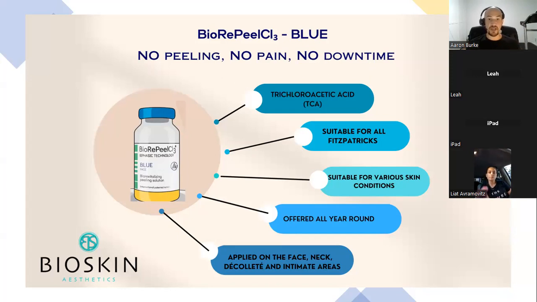The reason why we're here tonight is the BioRePeel product, and our position in the marketplace, is primarily built on these three pillars of no peeling, no pain, and no downtime. There are other TCAs out there in the world. We know this. They perform. Some have different functions. Some are more skin rejuvenation, skin boosters. Others are very clinical in nature.